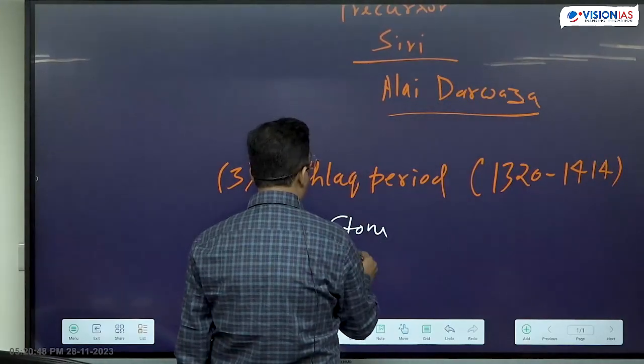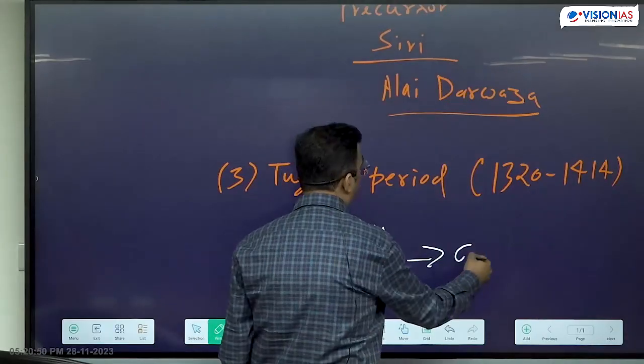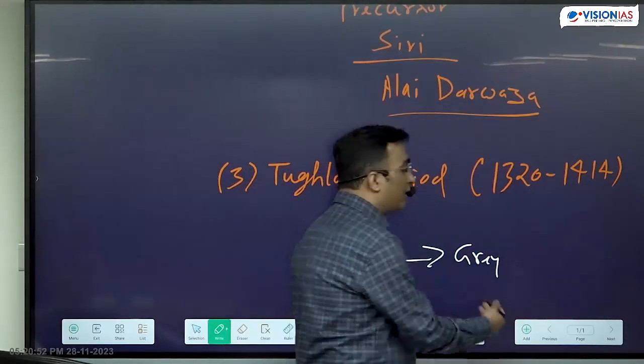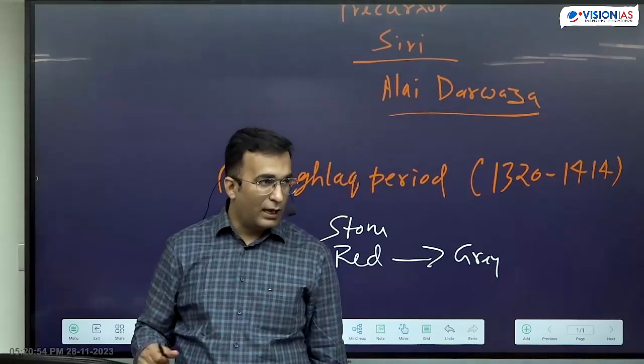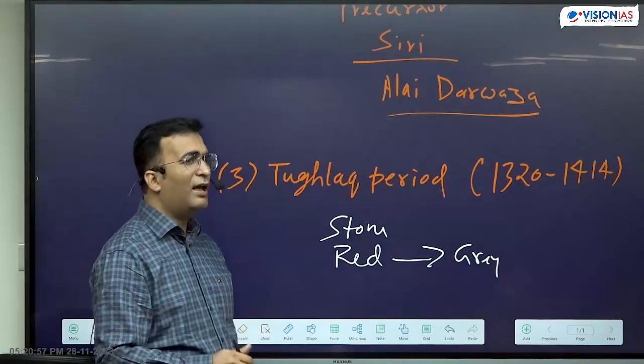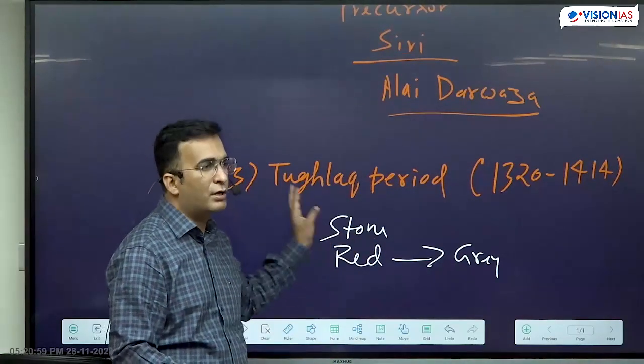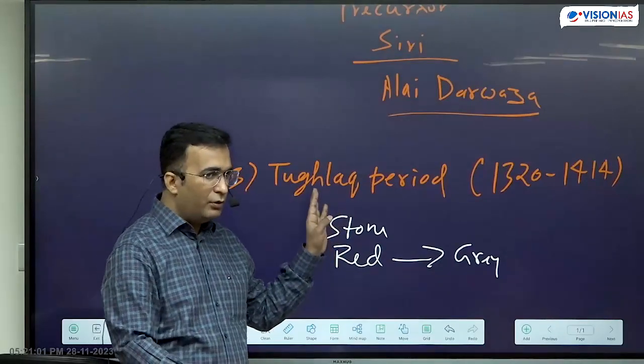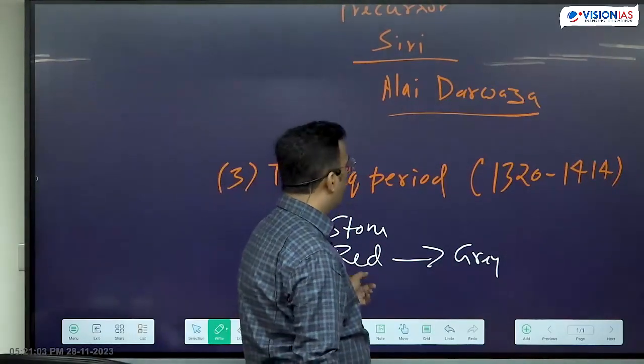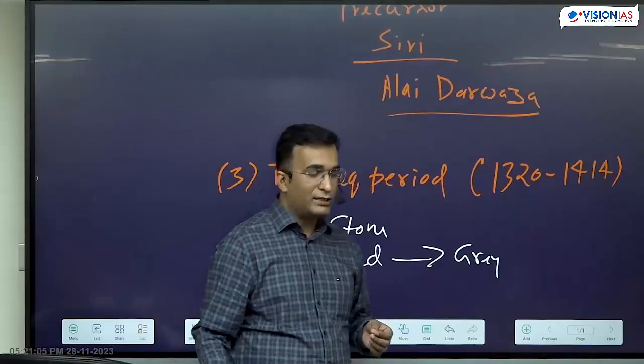Now from red it has changed to grey. The reason being that grey was easily available and it was cheaper than the red, and at the same point of time it was stronger than the red also. Okay? So counting these three factors, red sandstone was replaced by the grey sandstone.